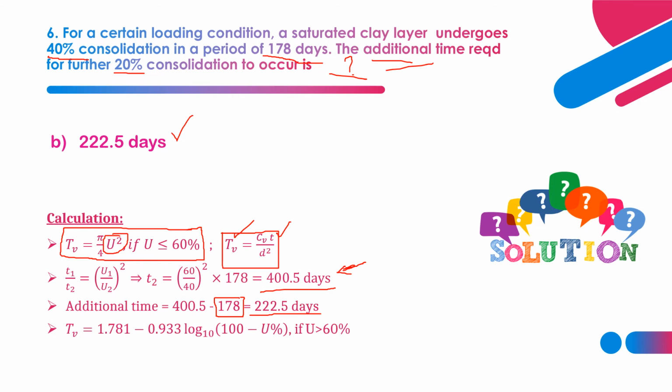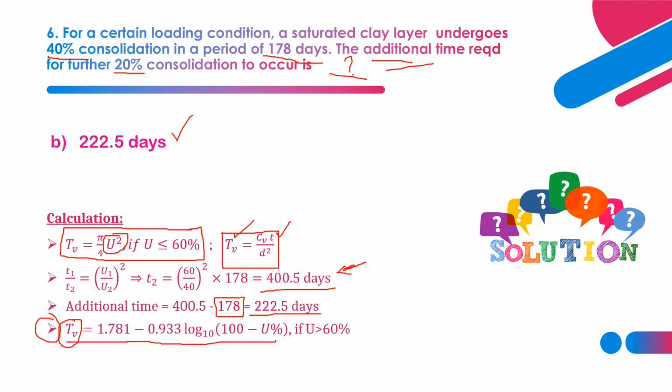And what is the other formula when U is greater than 60 percent? TV is equal to 1.781 minus 0.933 log base 10 of (100 minus U in percentage). So this is the formula we require to calculate the time factor value when U is greater than 60 percent: 1.781 minus 0.933 log base 10 of (100 minus U percentage).